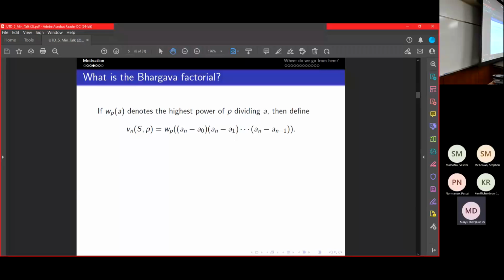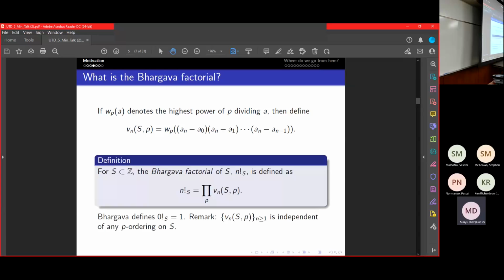So if w_p(a) denotes the highest power of p dividing a, and then we define this object here, v_n(S, p), where we specify our n, specify our subset S of the integers, and specify our prime p, then we get a definition for the Bhargava factorial of n over a set S that is defined by the product over the primes of this number. And Bhargava, for convenience's sake, decided to define 0 factorial for any subset S to be 1.